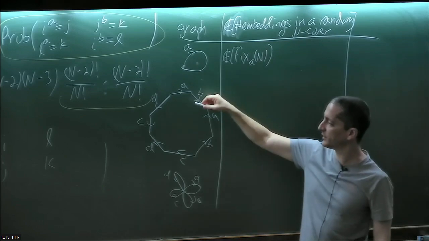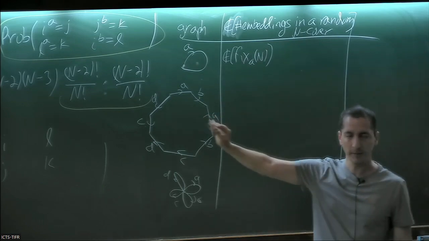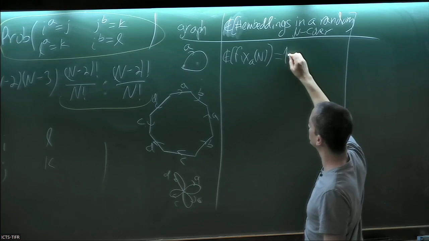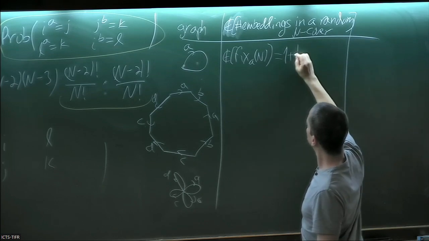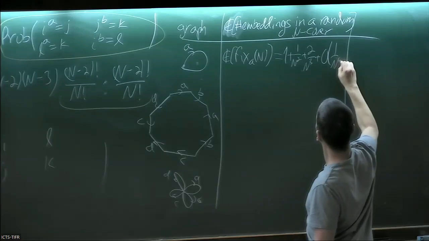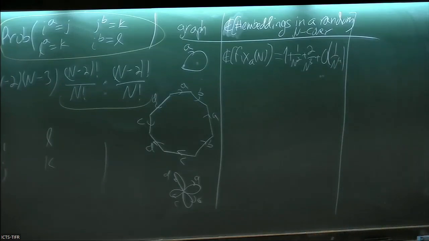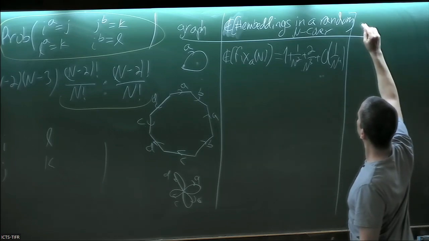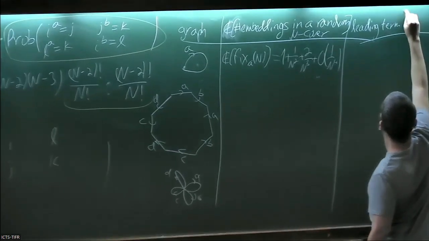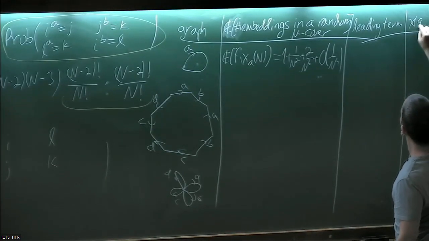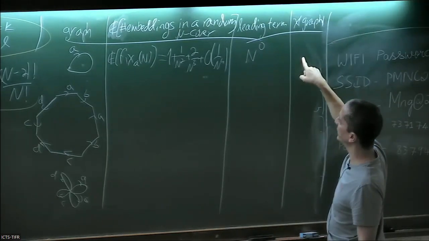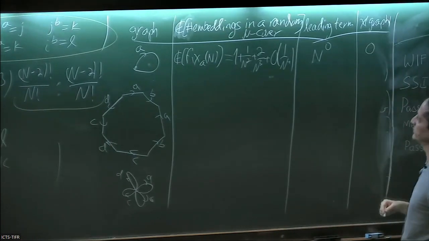Now A, B, and C, D are the generators of my surface group. We didn't prove it, but I said yesterday that this has some asymptotic expansion. So this is 1 plus 1 over n squared plus 2 over n cubed. I didn't tell you where it comes from, but this is true. So let's see the leading term and other characteristic of the graph. The leading term here is n to the 0, and the Euler characteristic of the graph is 0. So this still works.